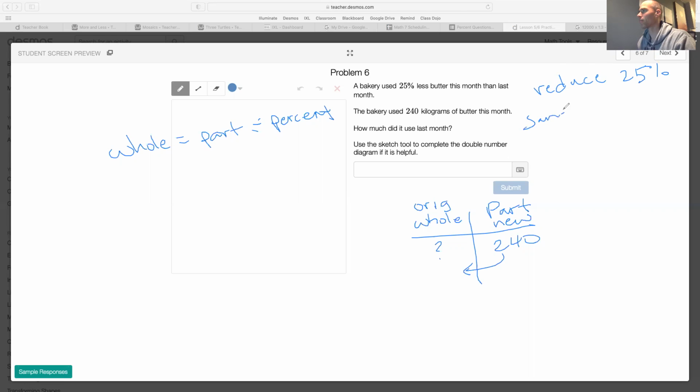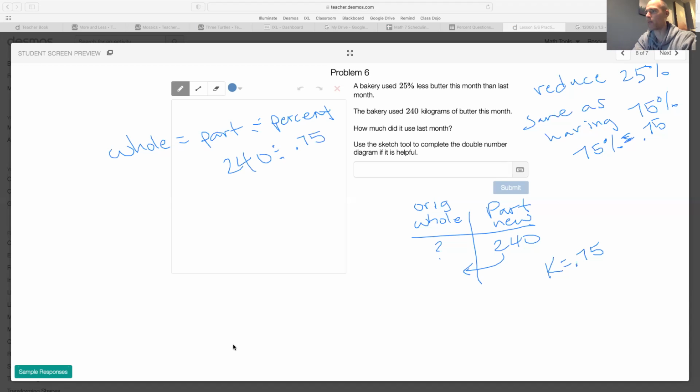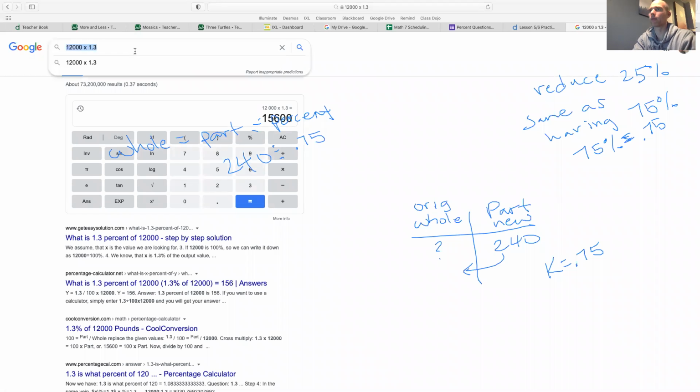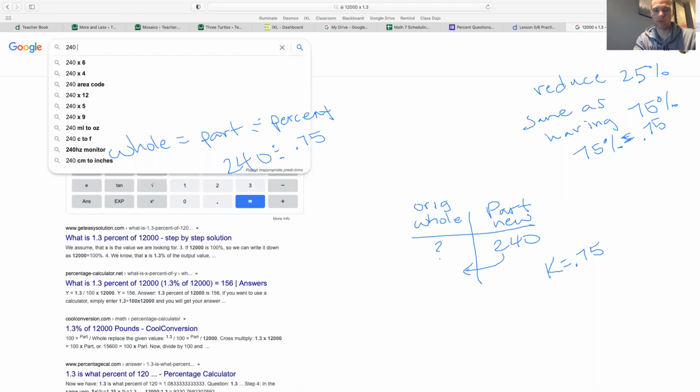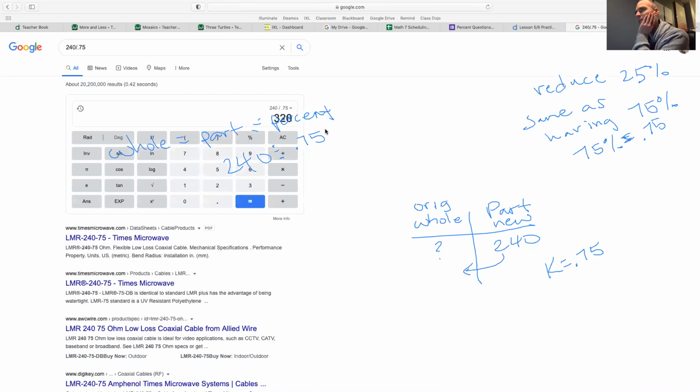That's the same as having 75%, right? And 75% equals 0.75. It's supposed to be an equal sign right here. So our K in this case that you're going to want to divide by is 0.75, or our percent that we're going to use up here to divide by is 0.75. And our part is the 240. So we're doing 240 divided by 0.75. That's the bottom line. Let's see what it equals. And we get 320, it looks like.